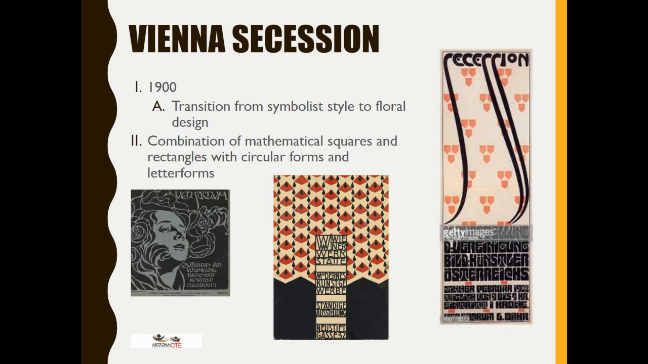And you have the Vienna Secession. This is in Vienna, Austria, around the 1900s. They were transitioning from a symbolist style to more of a floral design. So now you kind of switch over a little bit. You can see how there is an Art Nouveau feel to them, with the ornateness and the elongating of things, the floral feel to it, but it's starting to transition into something different and unique. So that's what we're looking at here.